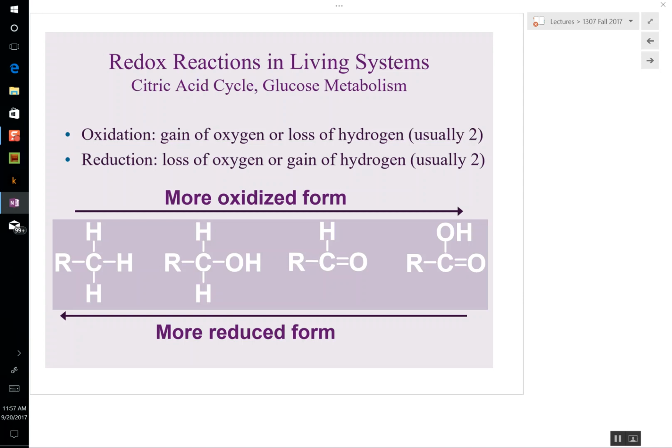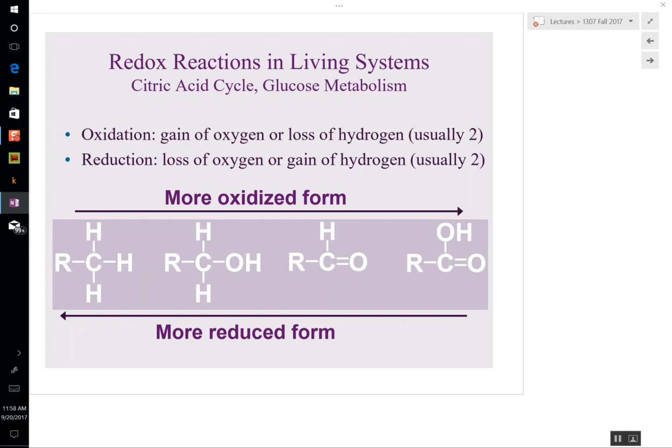You haven't been introduced to these yet. This is chapter 13. This is chapter 14. But we're in chapter 12. So if we were to go from an alkane or even an alkene to an alcohol, we have gained an oxygen. The only way to have an alcohol is to have an OH on the molecule, which means you got an oxygen on there, which means it has been oxidized. Okay? This is a more oxidized form of this molecule than this is. Oxidation is proceeding in this direction.